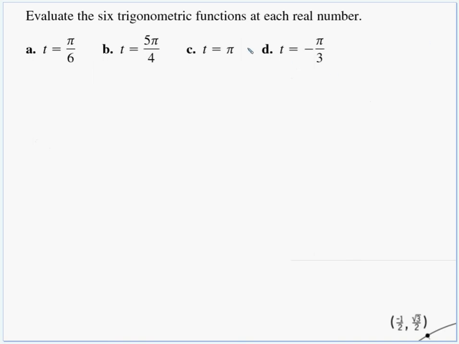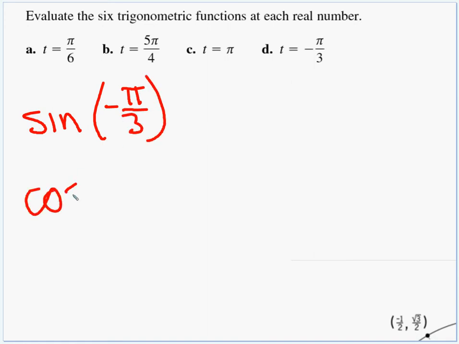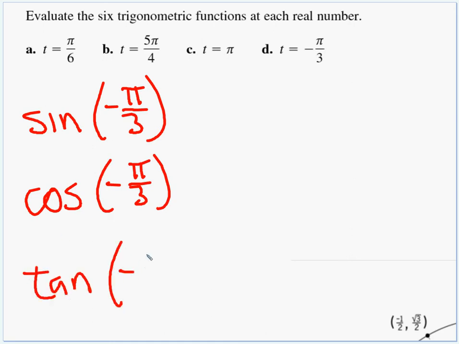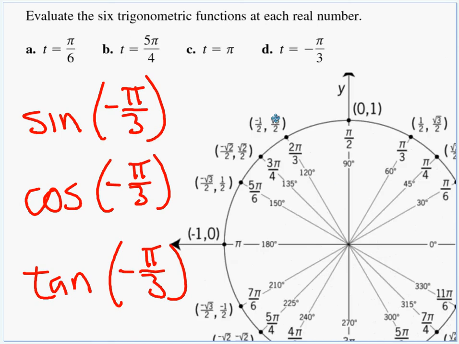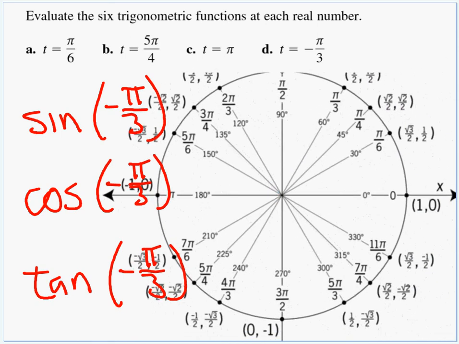Now it's a negative angle: sine of negative third pi, cos of negative third pi. And let's just do the first 3. I think you see what's going on with the reciprocals. So now remember, with a negative angle, we are going clockwise. So let's get the unit circle.